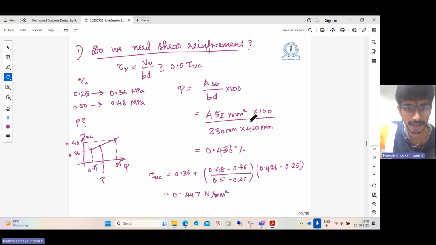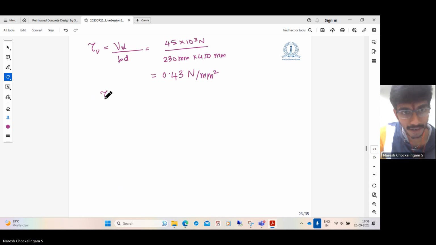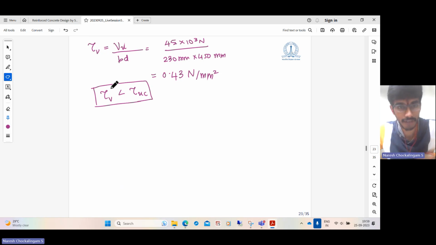So if you compare, you see that tau v is less than tau uc. The shear reinforcement, we don't need to calculate any shear reinforcement. The shear strength of concrete itself is greater than the nominal shear force coming onto the section.